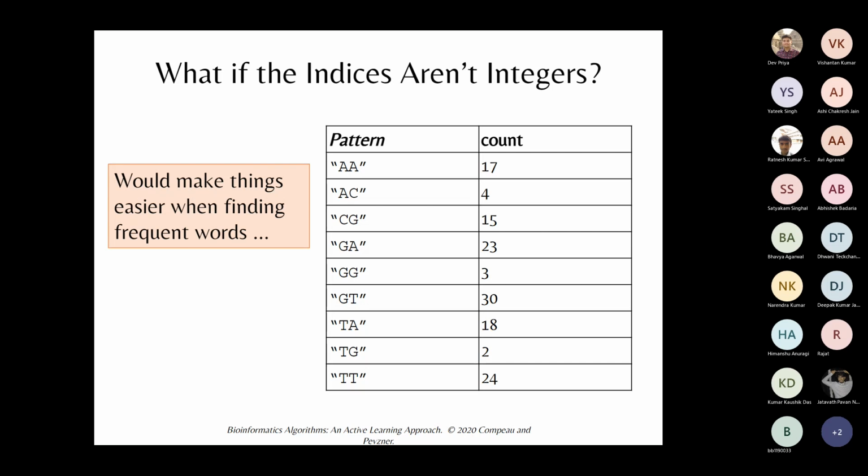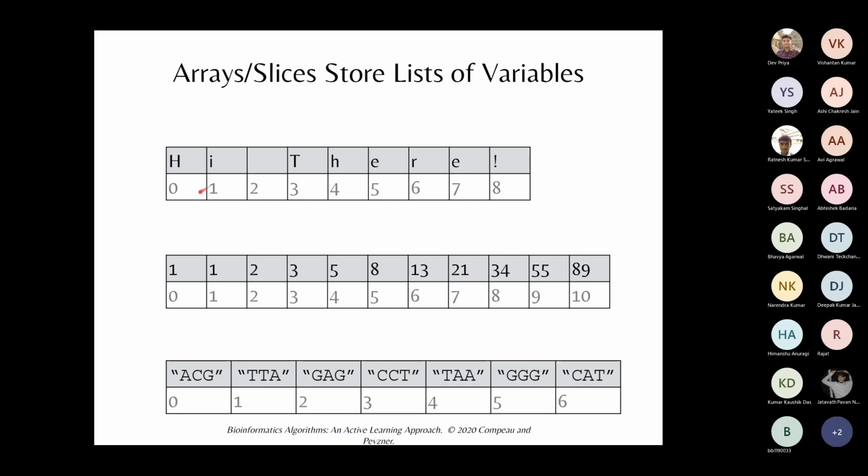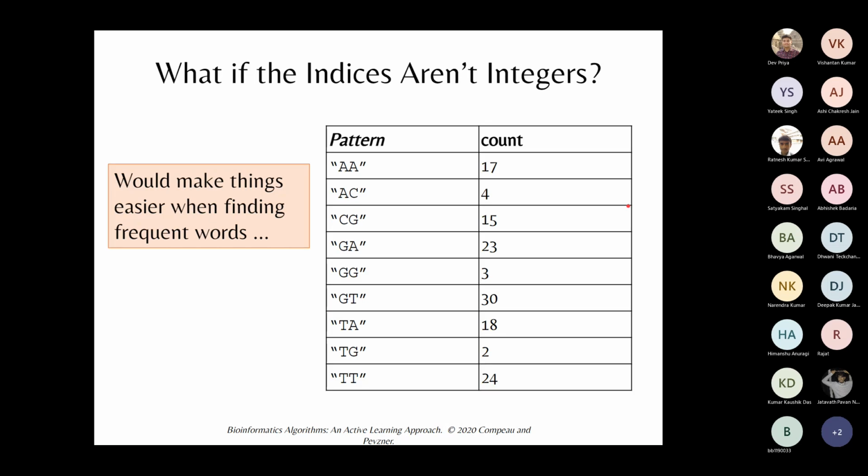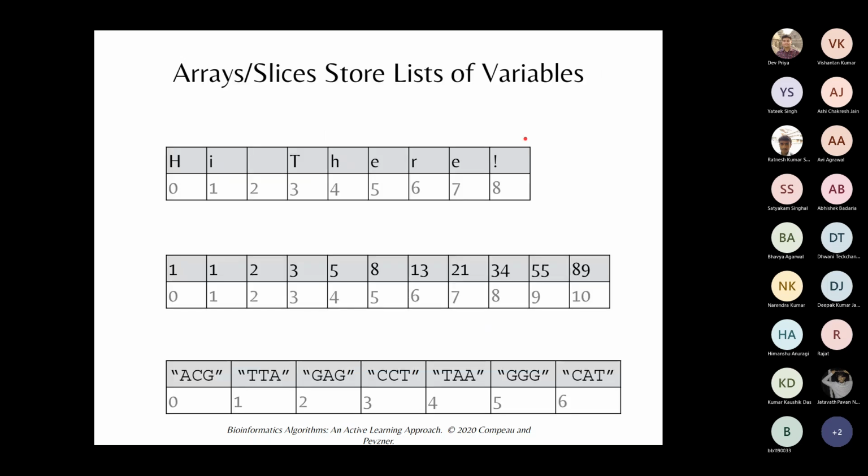Now, instead of using integers as indices like we do here, where we use 0, 1, 2, 3, 4 to 8, can we actually use patterns as indices? This would be very interesting and useful in the case of our frequent pattern finding algorithm. So what do I mean by that? Instead of having a 0, I'm going to have AA as the index itself.